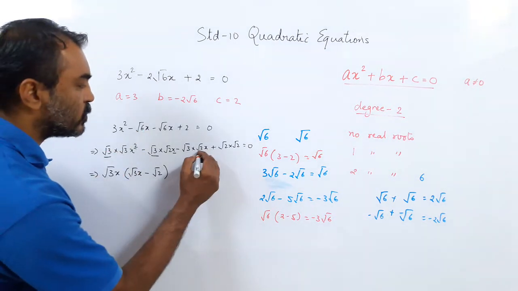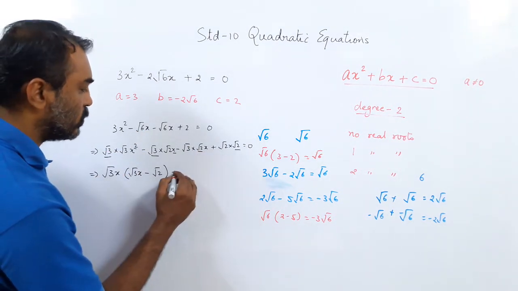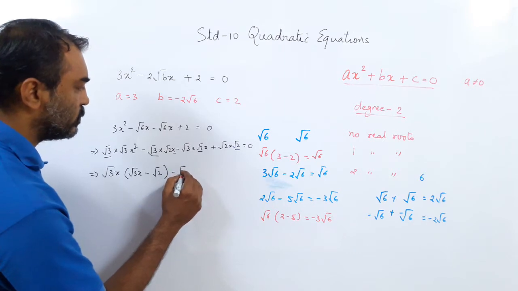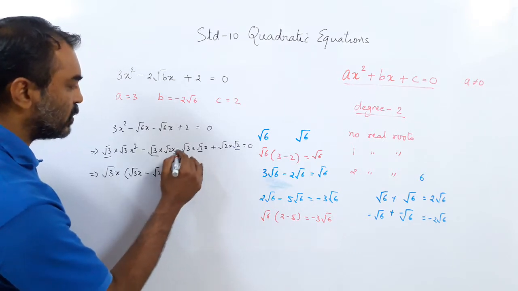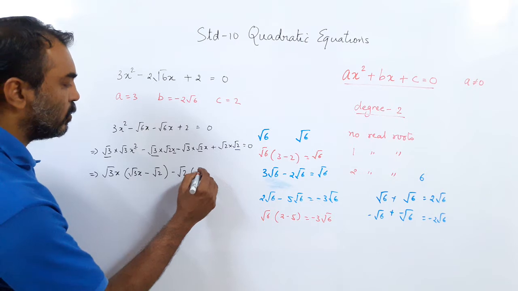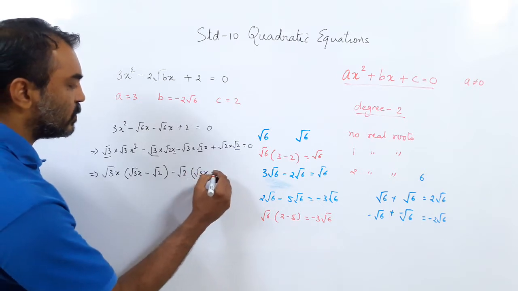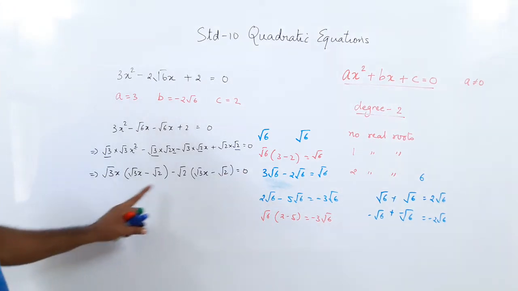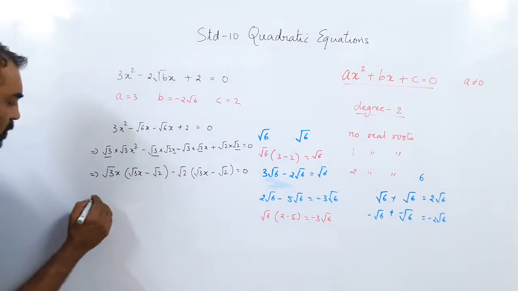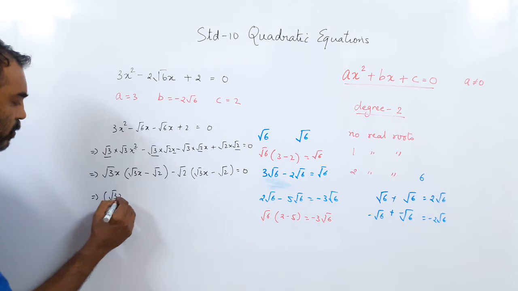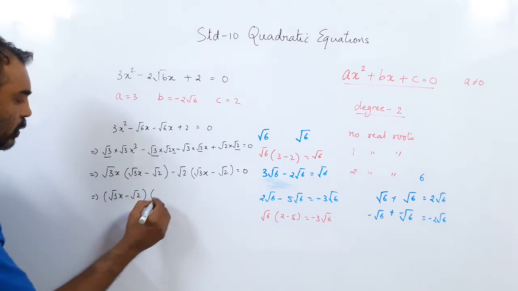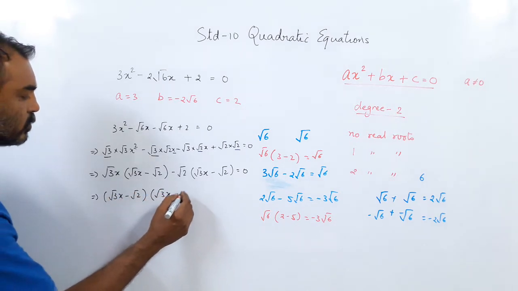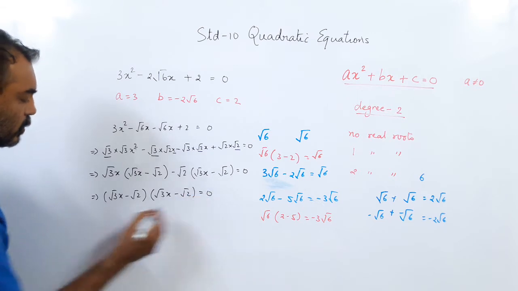And in both of these what comes common? Root 2 is common in both. So I take out the minus root 2 outside. Minus I have taken here. So what remains in the bracket? Root 3x. The plus sign becomes minus. 1 I have taken common. So root 2 equal to 0. Can you see we got both these brackets common? So we are getting root 3x minus root 2 into root 3x minus root 2 equal to 0.